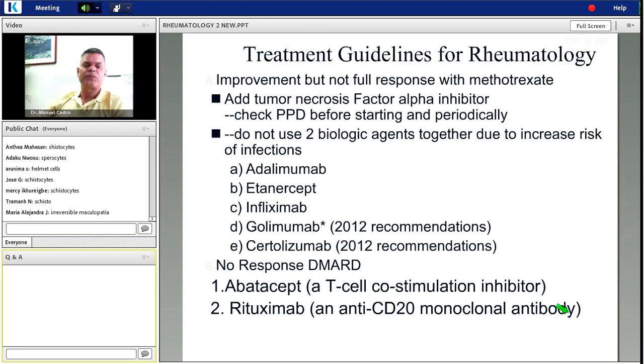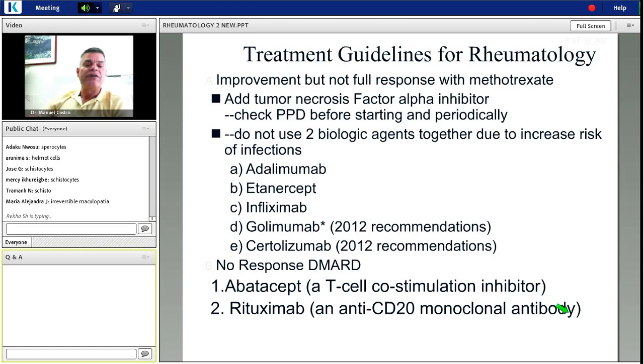You have adalimumab, etanercept, infliximab, and then as of 2012 there are a couple of newer ones, golimumab and certolizumab. I would actually write these two down if you don't have them in your book. It's been already 2 years, so after 2 years these drugs can start to appear on your test. The big ones are going to be adalimumab, etanercept, and infliximab. Golimumab and certolizumab are also very important drugs.